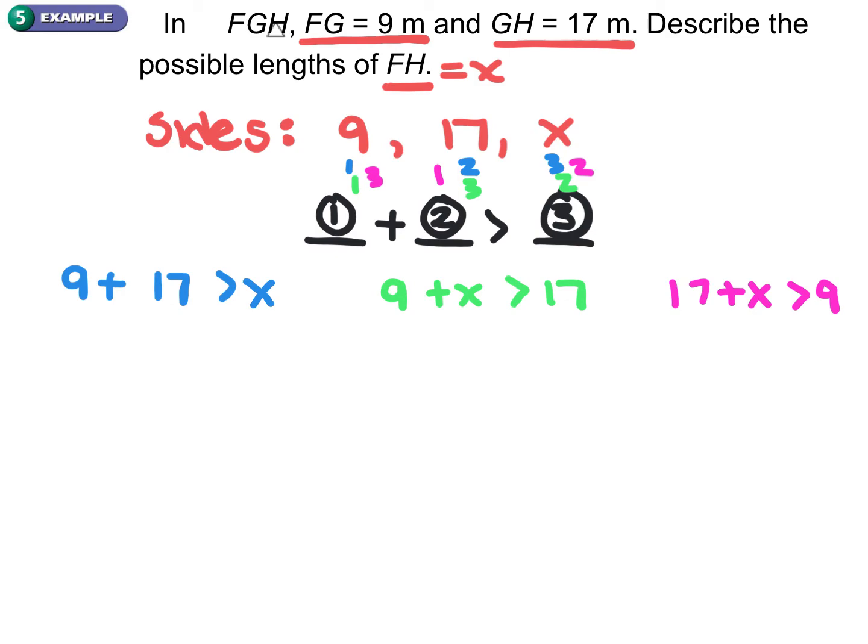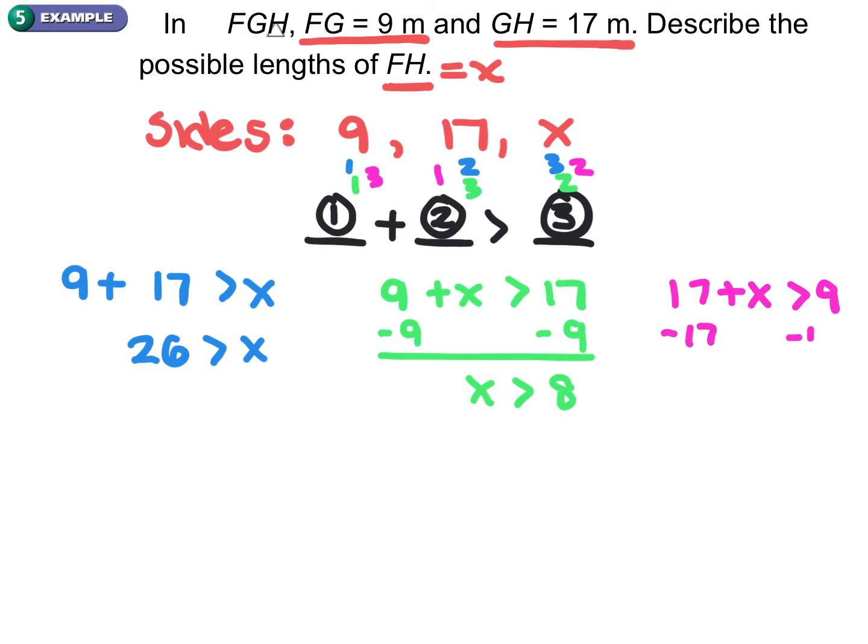Now I have to solve all these like I would a regular inequality. So the first one I can just combine like terms, so I get 26 is greater than x. And the next one I would subtract 9 from both sides because we solve it just like an equation. So I get x is greater than 8. And then my last one, I subtract 17 from both sides, so I get x is greater than negative 8.